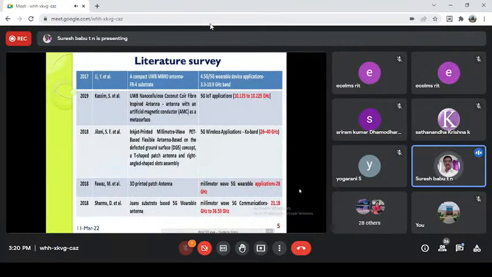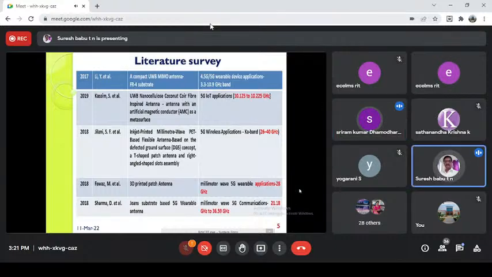So now, Lai et al. proposed a compact UWB MIMO antenna on an FR4 substrate, whose resonance coverage band is 3.3 to 10.9 gigahertz. And Qasim et al. proposed a UWB nanocellulose coconut coir fiber inspired antenna.